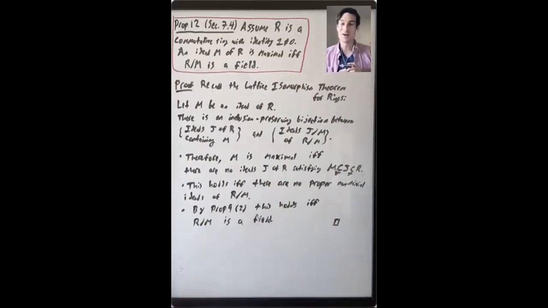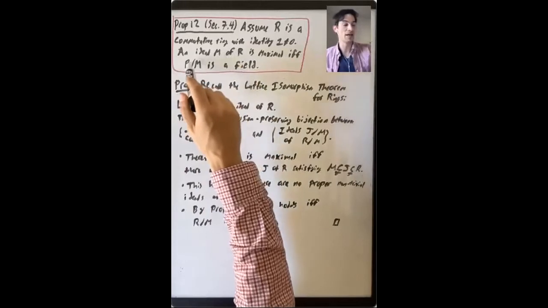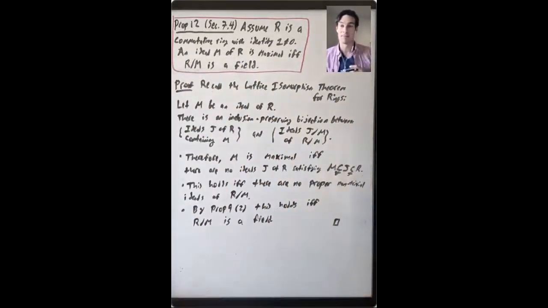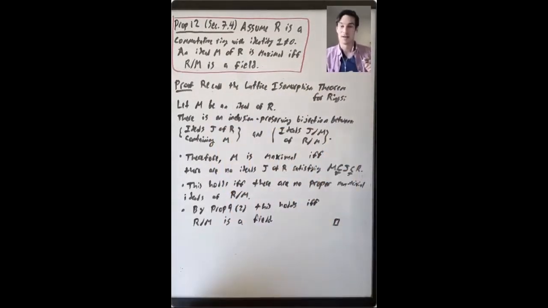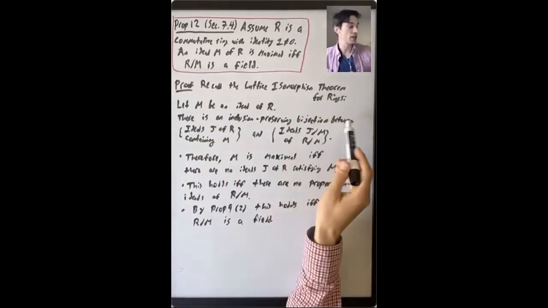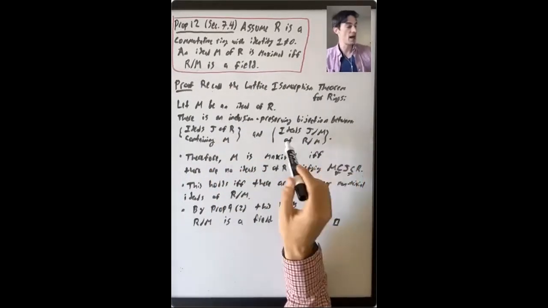And how is the proof going to go? In one sentence, the idea is that we know a lot about the ideals in fields. This is something that we proved at the beginning of this lecture. And we also know a lot about how ideals in R relate to ideals in R mod M. All right, so let's turn this into a real proof. We're going to apply the lattice isomorphism theorem for rings. Let's say M is an ideal of R. It says that there's an inclusion preserving bijection between ideals J of R containing M and ideals J mod M of R mod M.